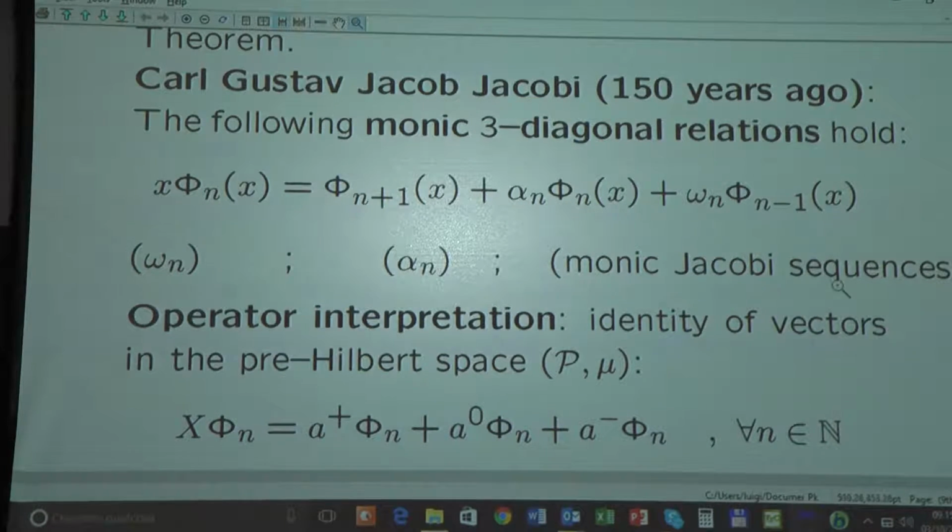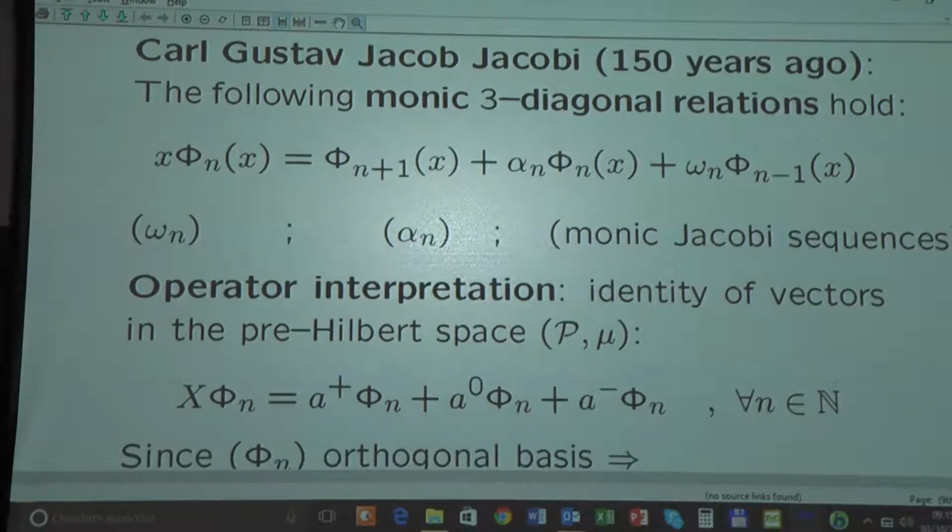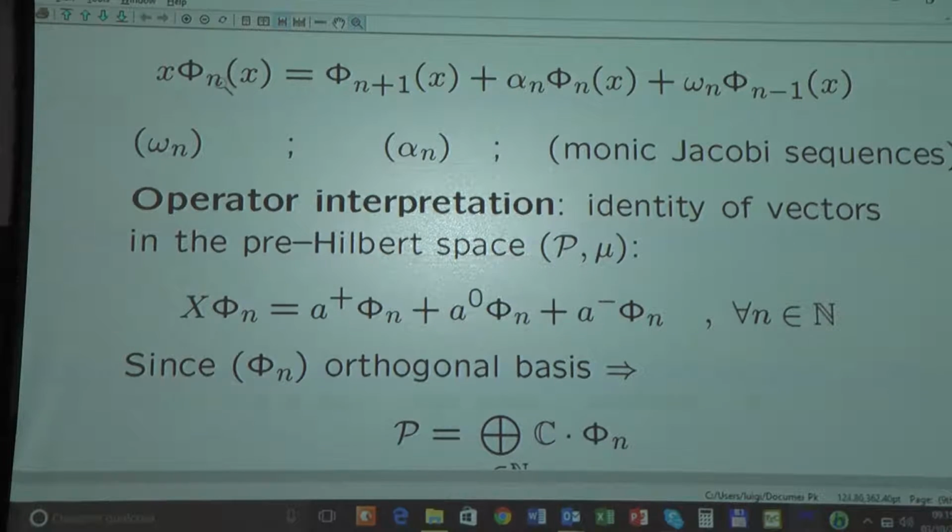Now, let us look at the Jacobi sequence. We don't do anything, no mathematics, only reinterpretation. Take the Jacobi relation and interpret it in operator language. Instead of x, you have multiplication by x. And since this is an orthogonal basis, not orthonormal, monic, I can define an operator which to phi n associates phi n plus 1. Another operator which to phi n associates alpha n phi n, and this I call A0. And another operator which to phi n associates omega n phi n minus 1, and I call A minus.